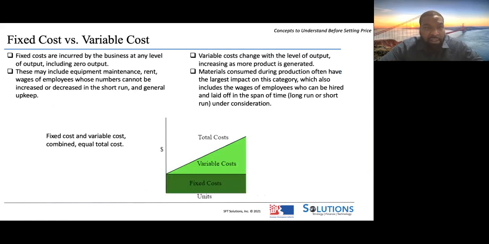Another concept to understand is the difference between fixed costs and variable costs. Fixed costs are costs that the business is going to incur no matter what, right? The cost of a business license, the cost of rent, right? That's a fixed cost. Variable costs vary with production, right? So WAPA, for example, the more hours your store is open, the more your WAPA bill is going to be.